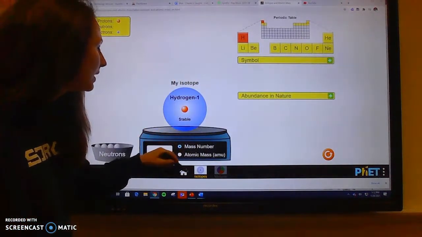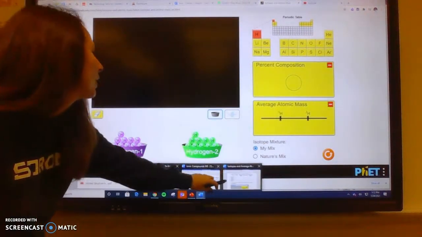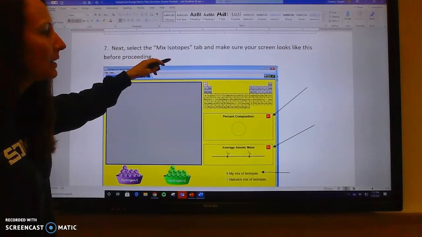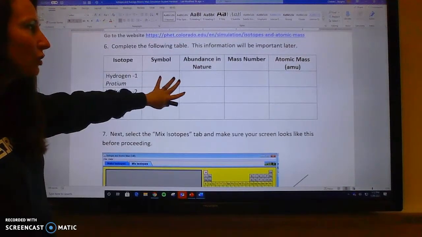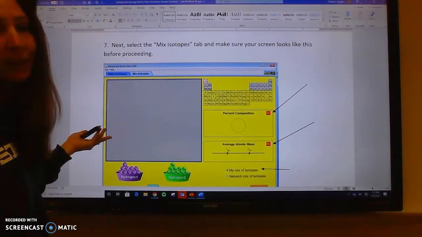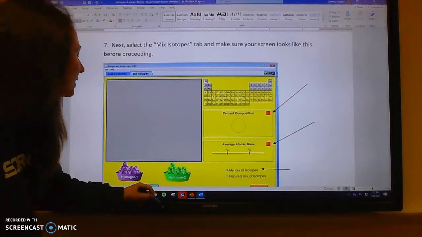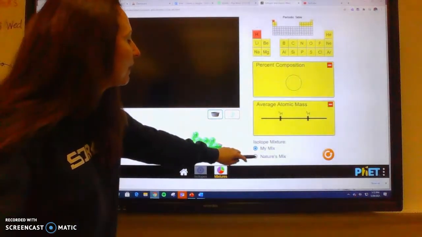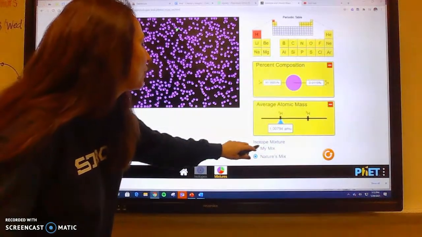So then there's another tab that says mixtures. The mixtures tab is what you're going to use when you get to number 7. Number 7, it's now called mixtures. They've updated the simulation. It was called mixed isotopes. So up until that, you're just writing everything down from the isotopes tab, and then starting at number 7, it's called mixtures, okay? And you are literally looking at this part, and notice that this is very close to the same picture. They've updated the simulation since then. And you have my mix and you have nature's mix that you can select. So for hydrogen, this is what it looks like in nature, but you can manipulate that.